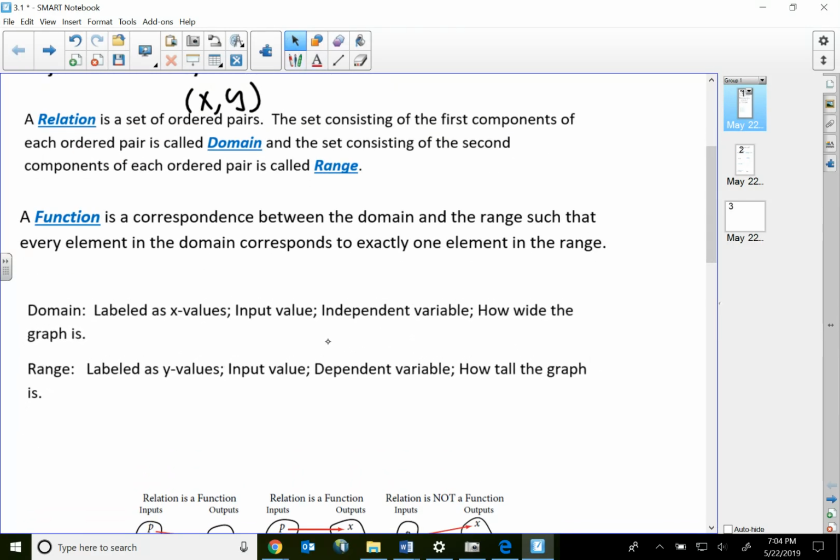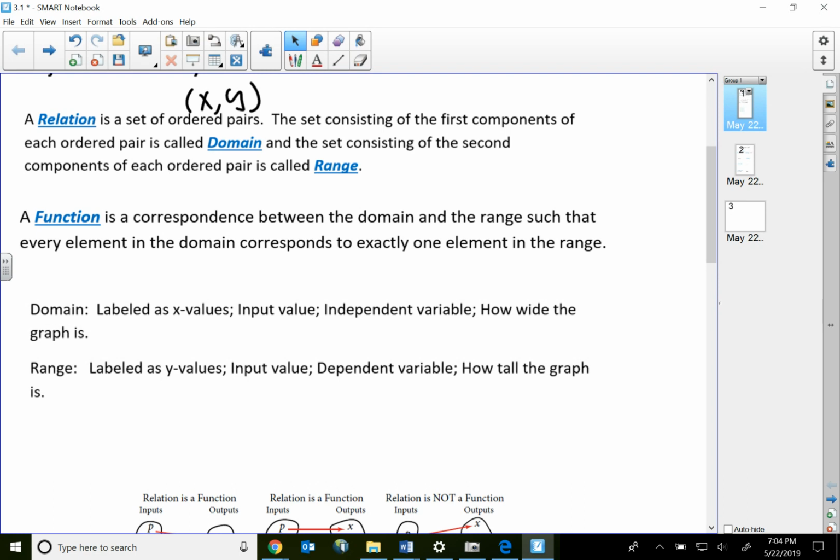The domain will always be labeled as x values. Sometimes we call them input values. We can also define it as the independent variable. When we are looking at the domain in terms of a graph, it's referring to how wide the graph is.